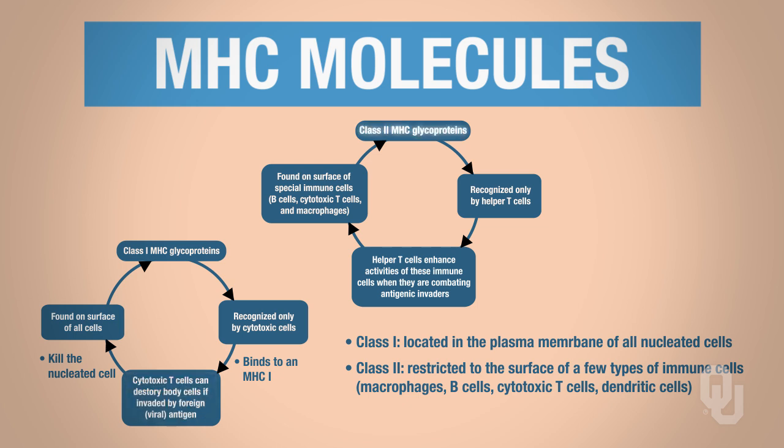Then there's the class 2 MHC glycoproteins. These now are found on the surface of certain immune cells. Class 2s are only recognized by helper T cells. So a helper T cell will bind to an MHC2 glycoprotein. And when it does this, remember what a helper T cell does. A helper T cell regulates the immune response. So when the helper T cell binds to MHC2, it will regulate the immune response.